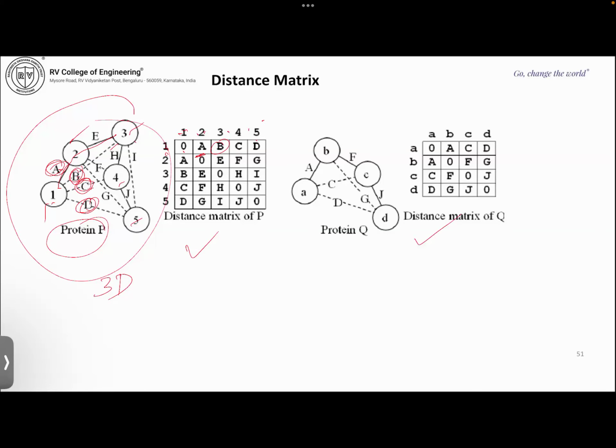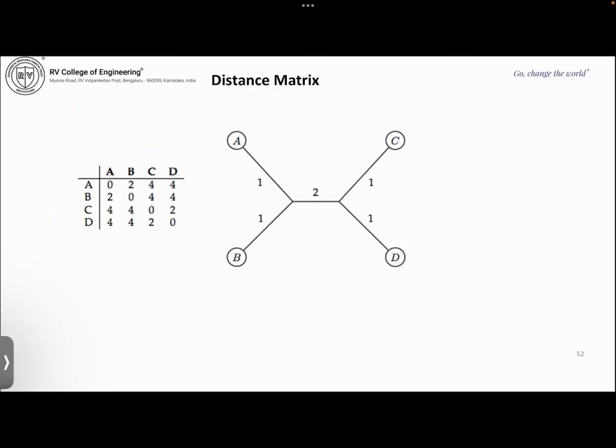So this is another example, you can just work it out. This is a distance matrix for this molecule. You can see that these are the 4 vertices labeled as A, B, C, D. A, 0, and A and B are separated by 1 and 2, so therefore, it is two bonds. And A and C are 1 plus 2 plus 1, so it will be 4. Based on the labeling, we have to represent the matrix.